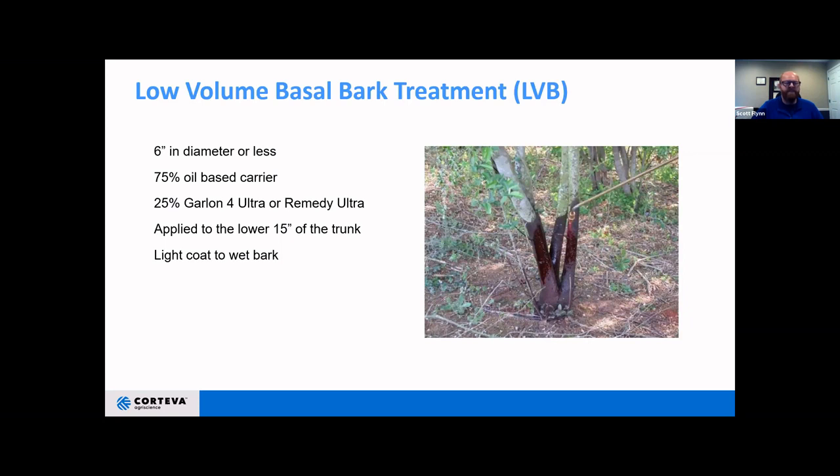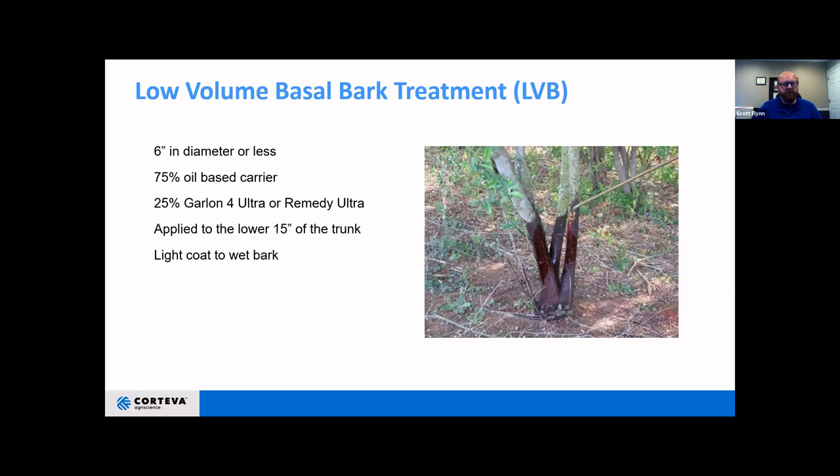So there's several recipes here, but one thing I want to stress about a low volume basal treatment is do not confuse it with a conventional basal bark treatment. Conventional basal bark treatment, it'll say on labels, needs to be running off. It kind of almost needs to puddle under the tree. A low volume basal application is meant to put a light coat on the bark, just enough to wet the bark, but not enough to run off. And this is really important.